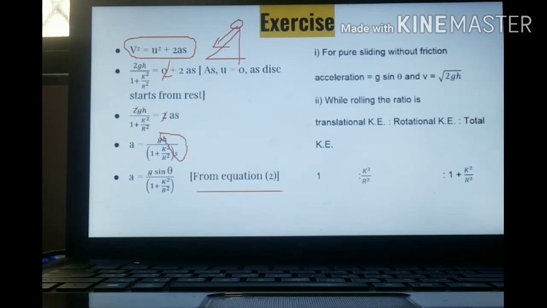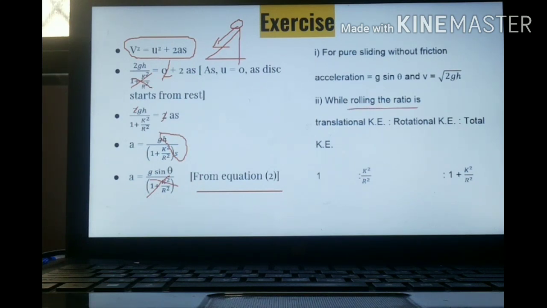Okay, from equation 2, we have named that equation number 2. For pure sliding without friction, whenever it is sliding purely and no friction is there, then this term will go away, this term will not be there. So acceleration can be represented as g sin theta, as well as velocity. In terms of velocity also, this term will not be there. So velocity can be represented as under root 2gh.